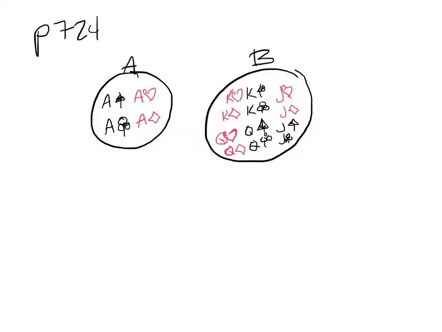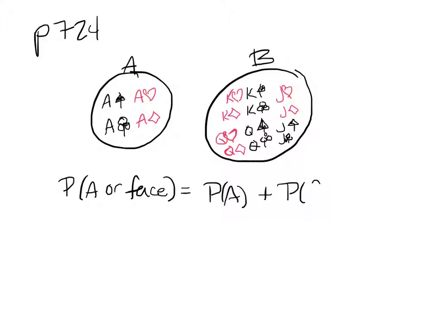Example 1 says, what is the probability if you're randomly selecting a card from the standard 52 deck, what's the probability that it is an ace or a face card? Now an ace card is not a face card, and a face card is not an ace card. So these are going to be mutually exclusive because they're not going to overlap. So all I have to do is figure out what's the probability of getting an ace plus the probability of getting a face.